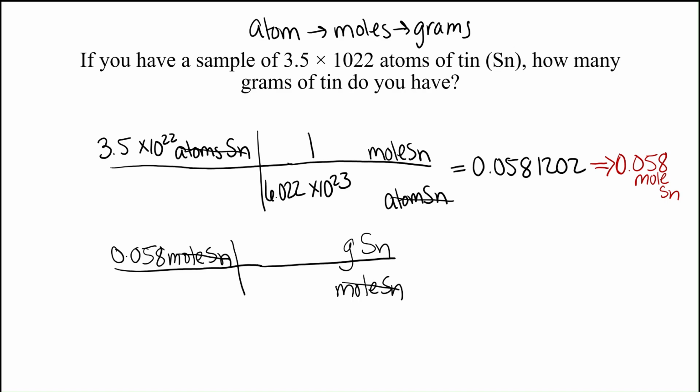So we're going to need to use our periodic table. So 1 mole of tin will contain 118.711 grams. That 118, again, came from my periodic table. All right, so we're going to multiply across the top, divide by the bottom. So 0.058 times 118.711. And again, my not so smart calculator spits out the following answer.